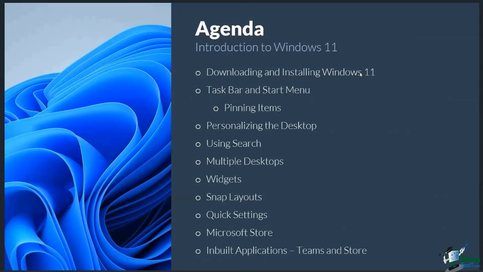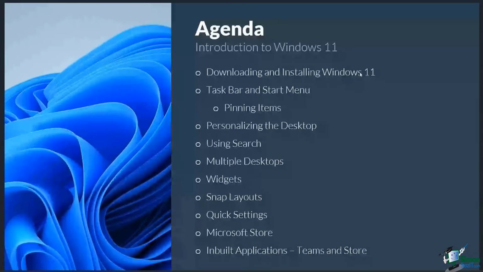We're going to move on to taking a look at widgets and snap layouts, and also some things related to settings, such as quick settings. There's also been quite a few changes made to the Microsoft Store, so I'll run through some of those with you. And then right at the end, we'll take a look at some of the newer inbuilt applications, so things like Teams and other applications that come along with Windows 11. And of course, as we go through, I'm going to be showing you some new keyboard shortcuts that are available in Windows 11 as well, just to make your life a little bit easier. And I'll point out all of the UI changes as we go through as well.